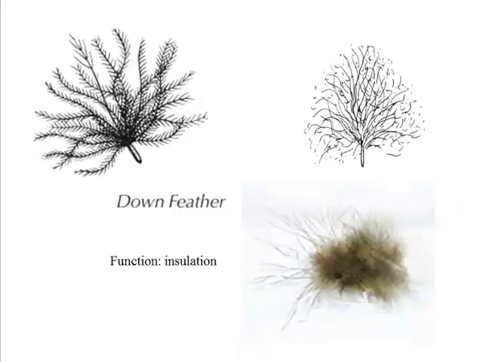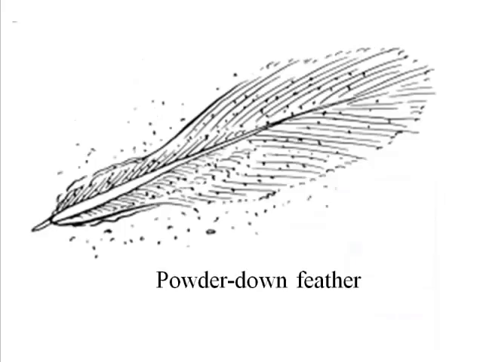Here, the rachis is either absent altogether or shorter than the longest barb. The barbules, again, lack hooklets. The function is certainly insulation, and they occur everywhere on the body, in the pterylae and in the apteria. Some down feathers release powder, like baby powder, to dress feathers, and they're sometimes considered a distinct feather type.